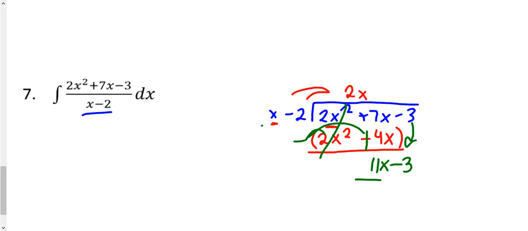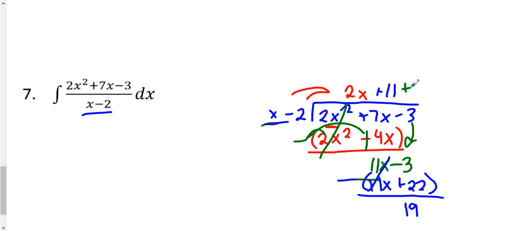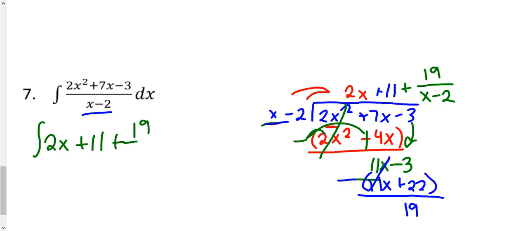Now, to get from x to 11x, we can multiply by 11. When we do that, we'll get 11x minus 22. We combine those, it's going to be subtraction, so these cancel. Negative 3 plus 22 is 19. We can't go from x to 19, so that's our remainder. We have plus 19 over x minus 2. So this becomes our integral, 2x plus 11 plus 19 over x minus 2 dx.